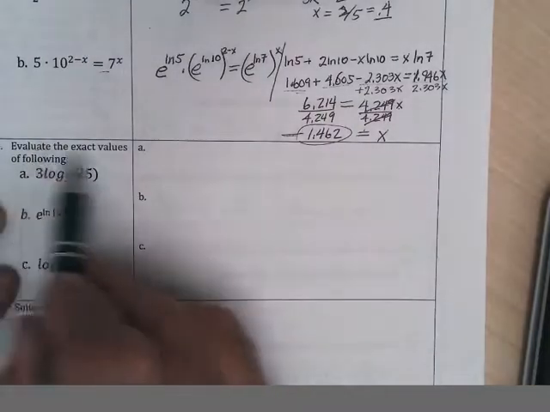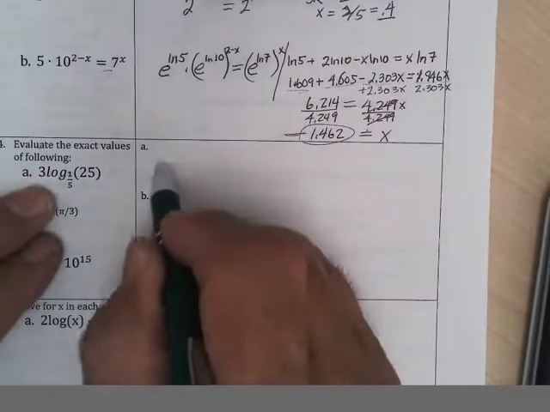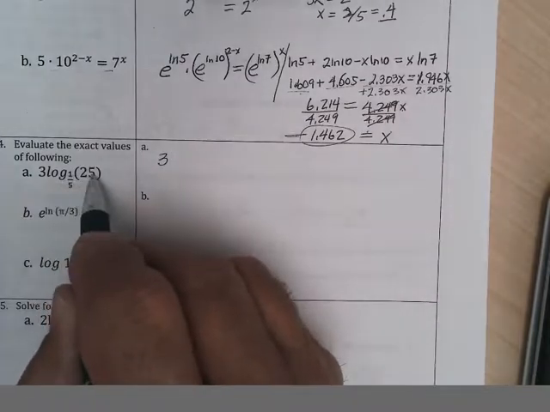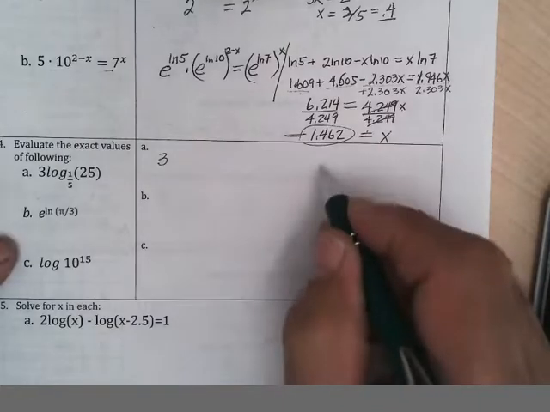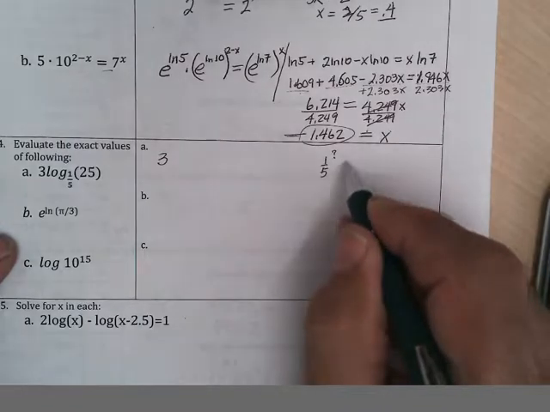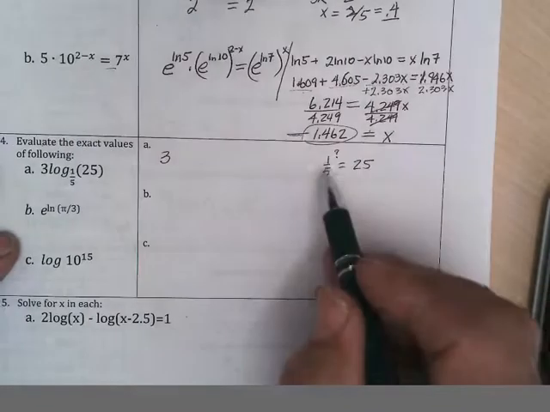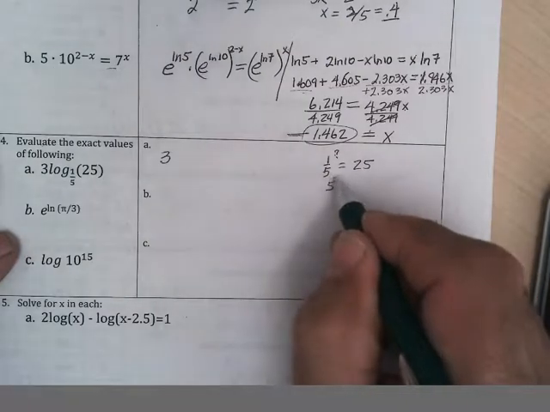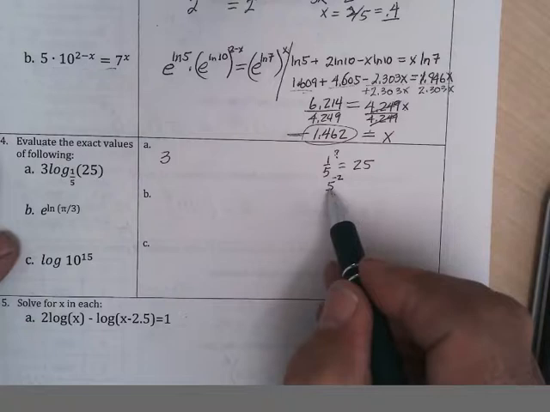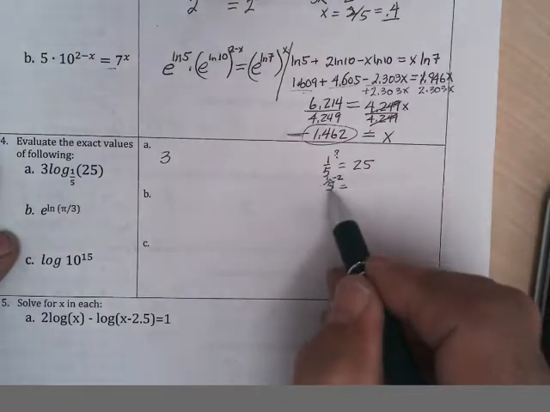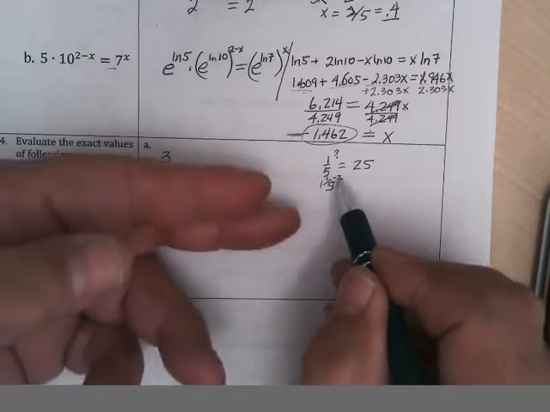Okay? Evaluate and get the exact values. So this says 3, and to what power do I take 1/5 to get 25? Well, if I take it to the -1, I get 5. If I take it to the -2, that would be 1/5 to the -2. The minus would flip it over and make it 5. The 2 would make it 25.